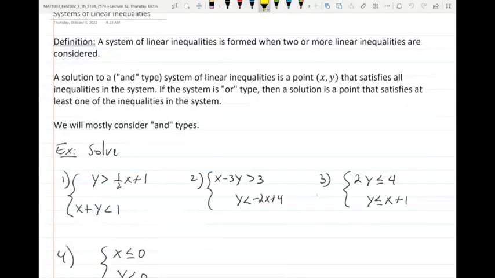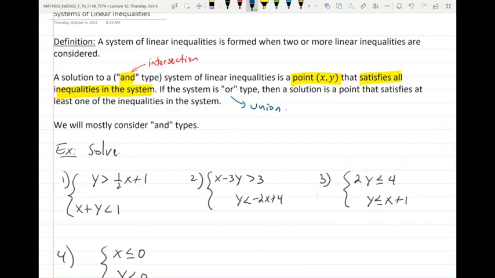So remember, AND means intersection. So you want to make sure that the point that you find is a solution. So the point satisfies all inequalities in the system. So it's a solution of both inequalities at the same time. Okay? The OR type is union. This is union. So that means that it only has to satisfy at least one of the inequalities.